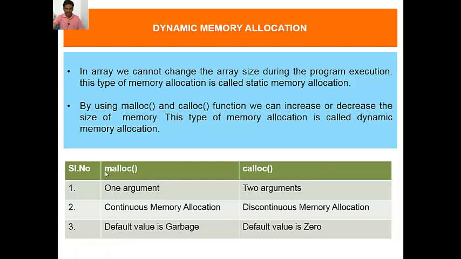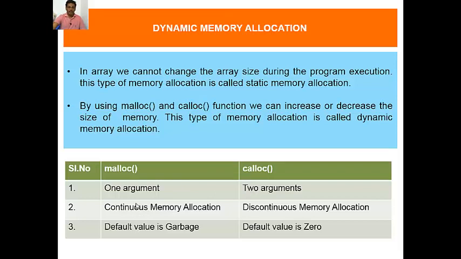So, the difference: in C language, we can allocate memory dynamically, at the time of execution, through two functions, malloc and calloc. What is the difference between malloc and calloc? Malloc has only one argument at the time of function calling, so we pass only one argument in malloc. But in calloc, we pass two arguments.